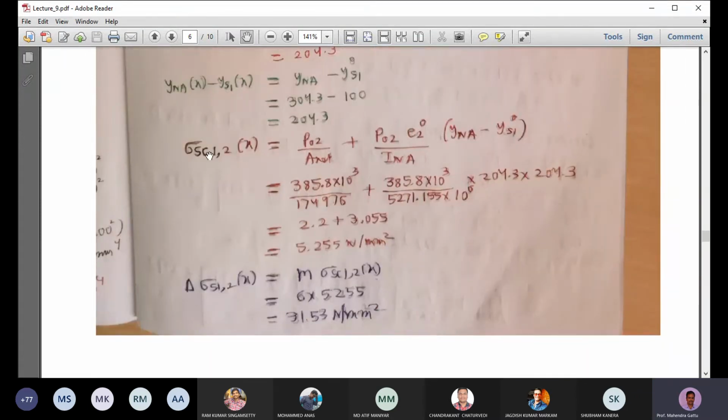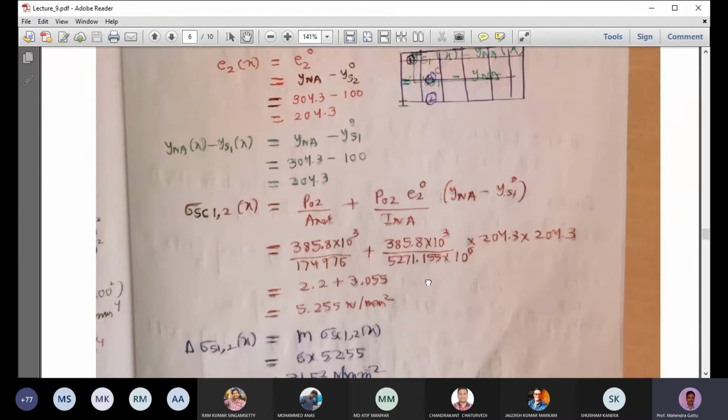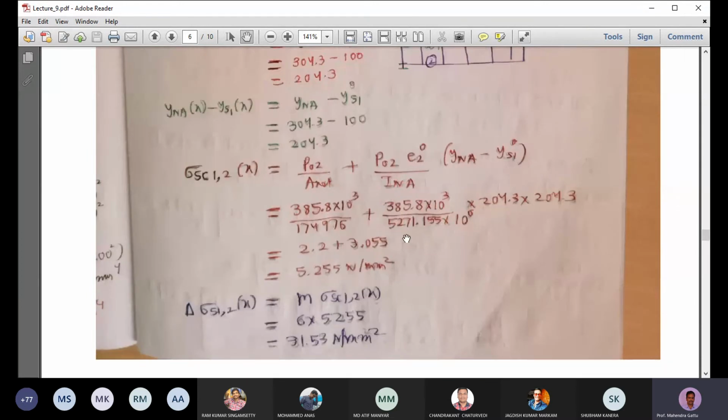That is the compressive stress in the concrete surrounding cable 1 due to post tensioning of cable 2. So that is a constant. Sigma S12 of x is a constant value, so the average also will be the same. We can find out the total loss of stress, and that will be m times that value, 5.255. We're getting 31.53, so there's no change here.